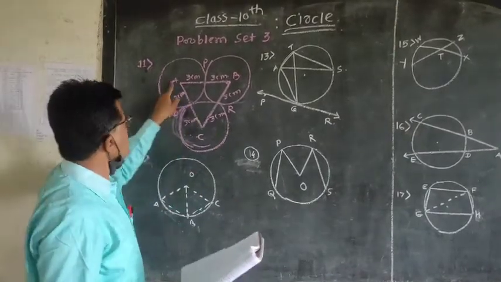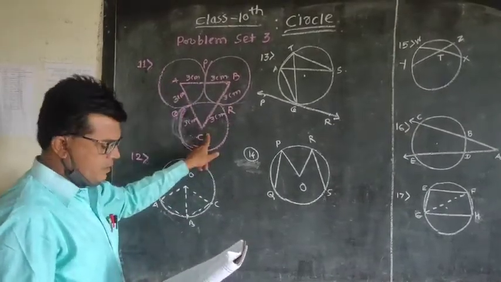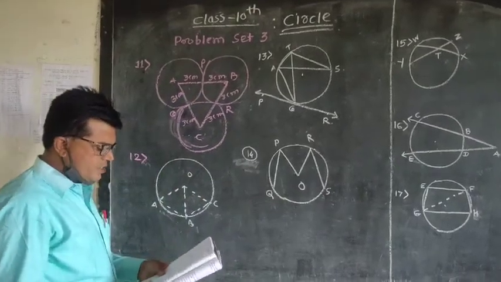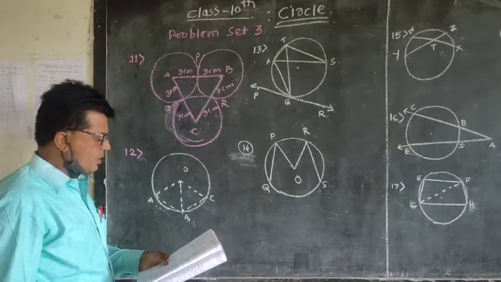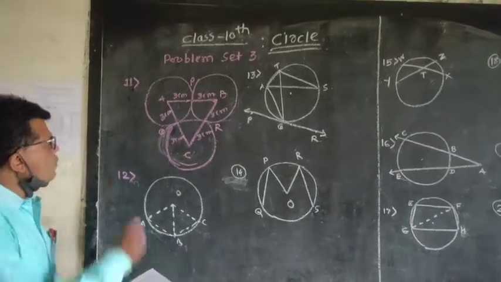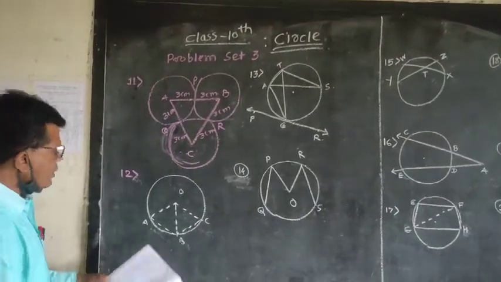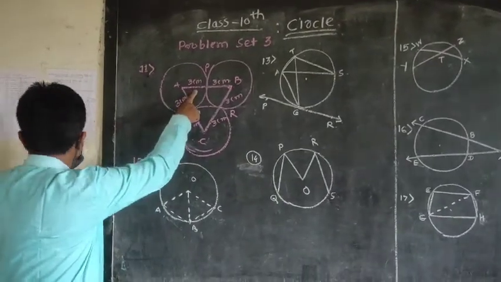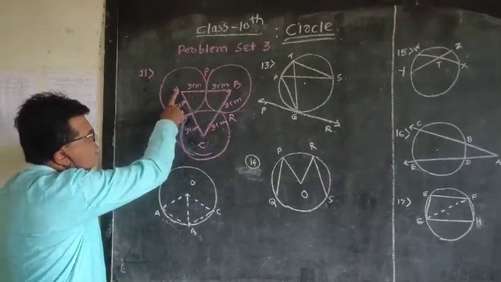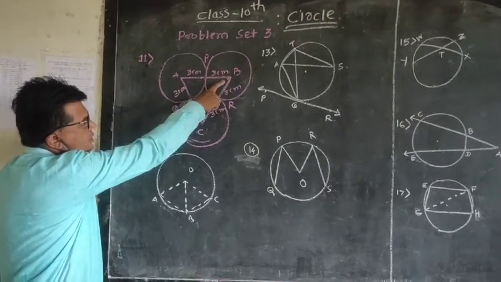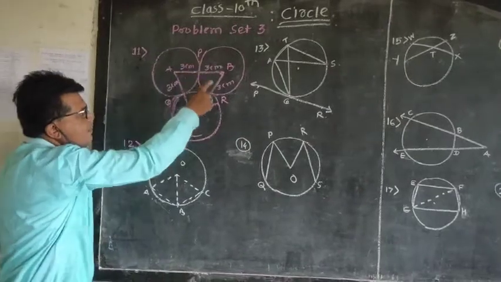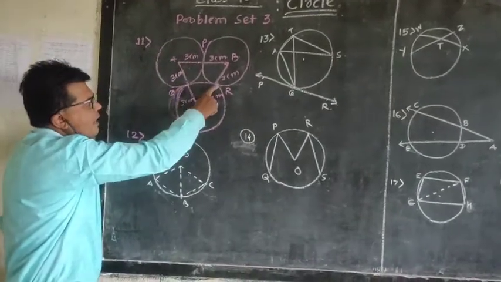Draw a circle with centers A, B, C, each of radius 3 cm, such that each circle touches the other two circles. Then we have to prove it. Let the circles have centers A, B, C with radius 3 cm. Here the circles touch each other externally at points P, Q and R.